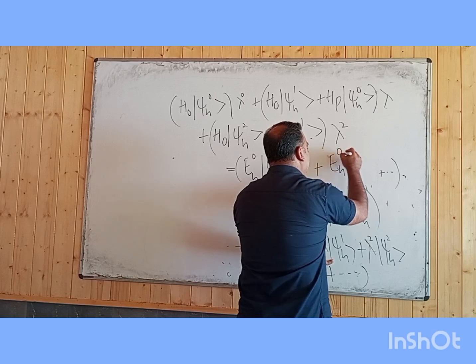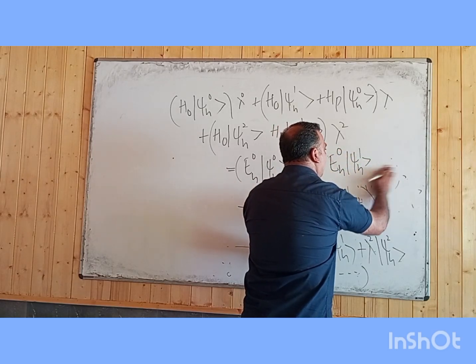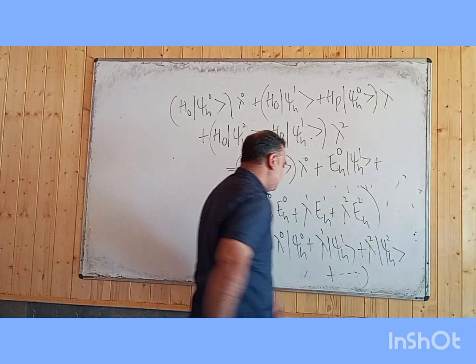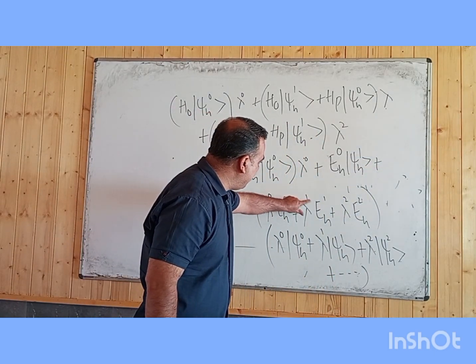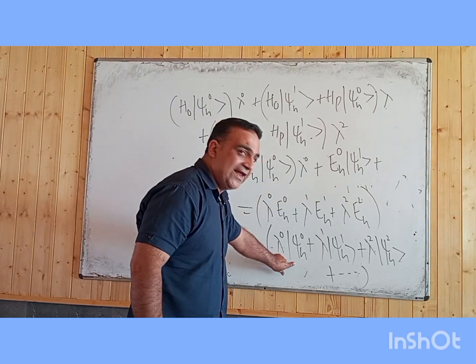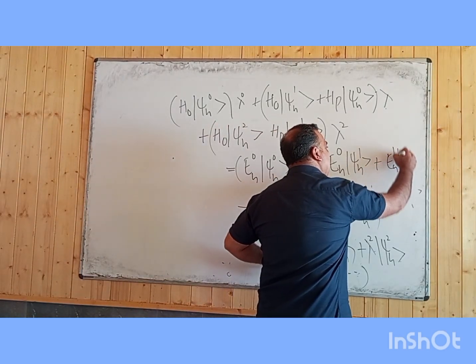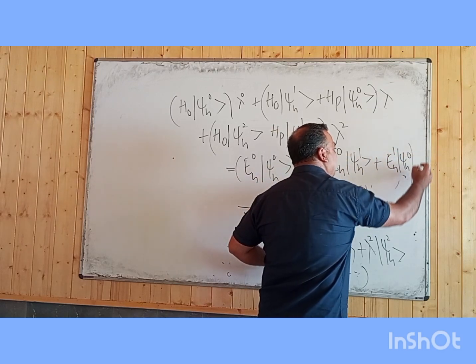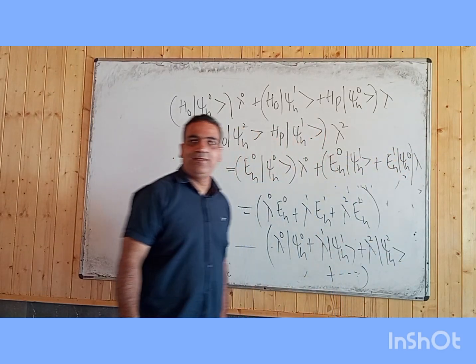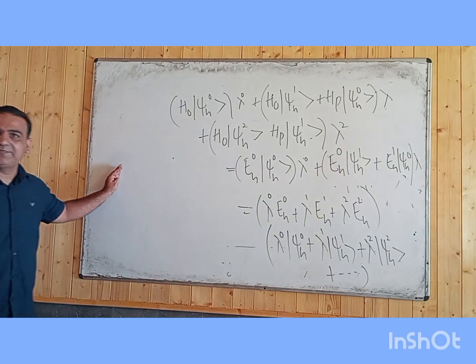E n naught psi n 1. Plus lambda 1 E n 1 psi n naught. Then plus E n 1 psi n naught. I can close it in. Then this is lambda. Am I right? Is it observable from this side?